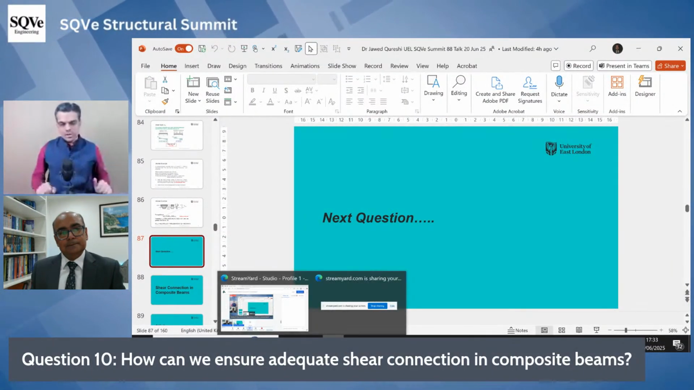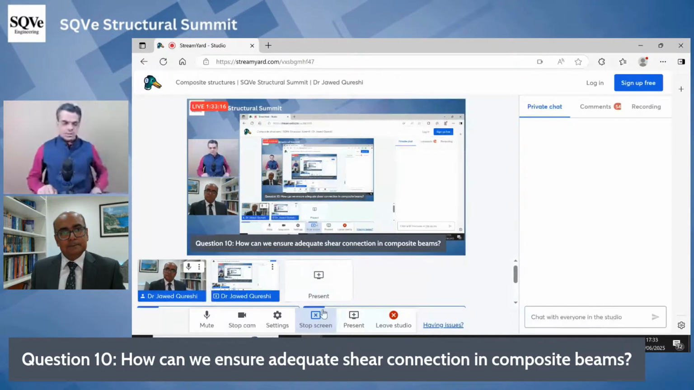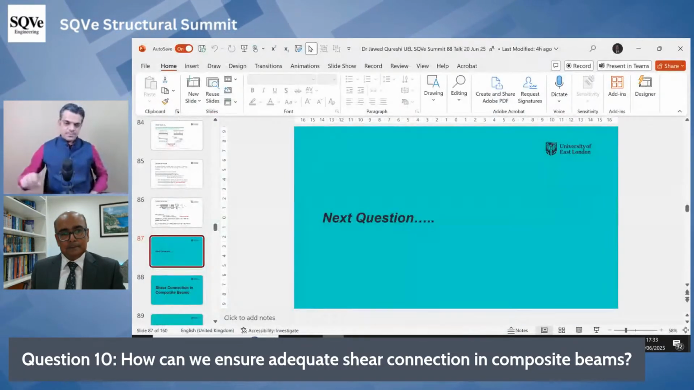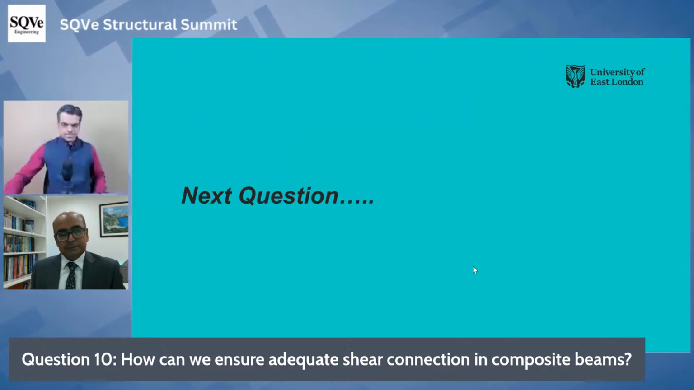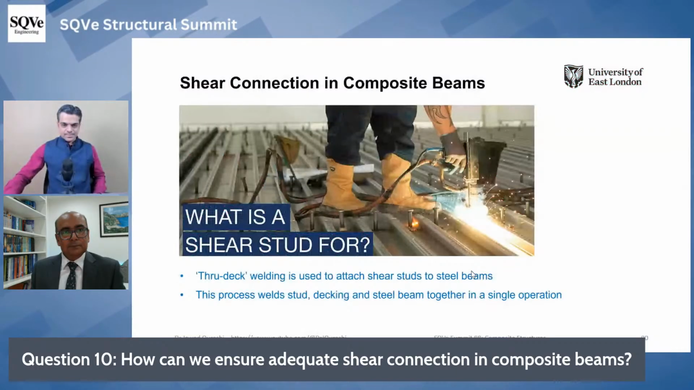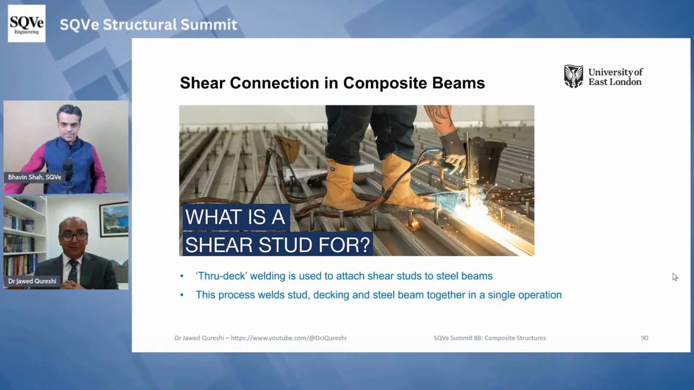Yeah. The next question is, how can we ensure adequate shear connection in composite beams? Okay, excellent. Yes, this is very interesting. Again, very good question, in fact.